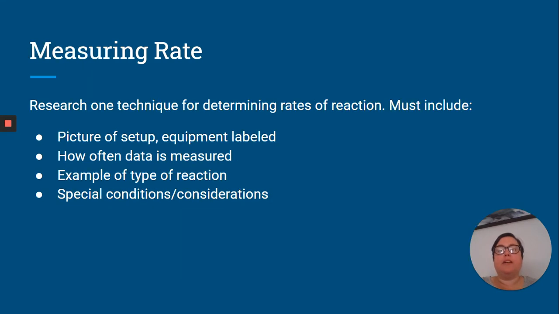All right, so how do we measure rate? Tomorrow, or in the next lesson, you are going to look at 6 different ways in which we can measure the rate of a reaction in a lab setting. Depending on what the reaction is, you would choose one of those 6.